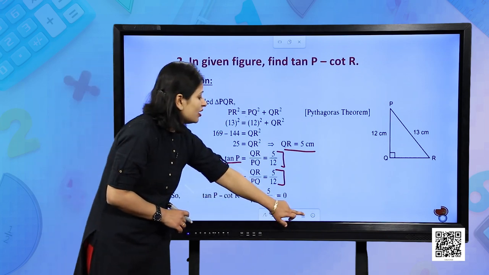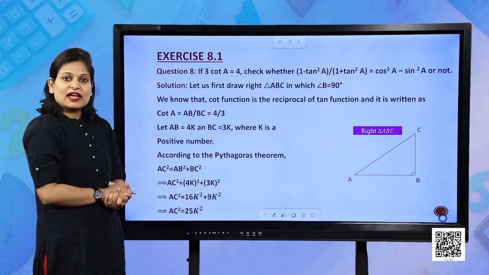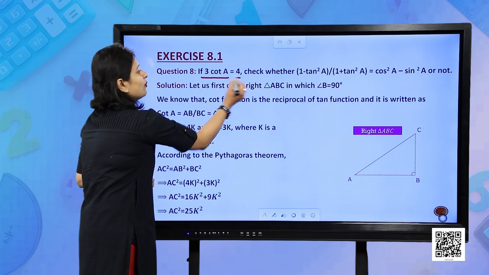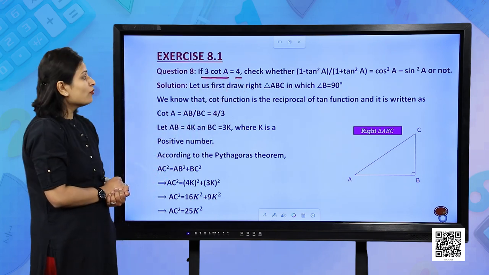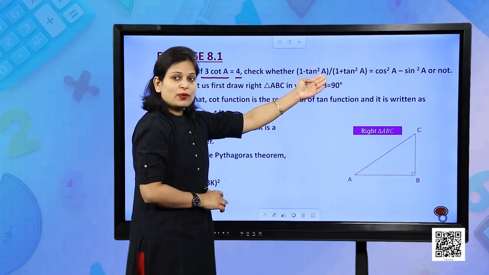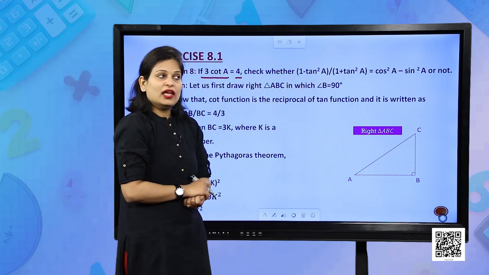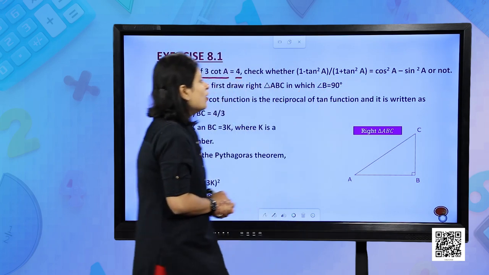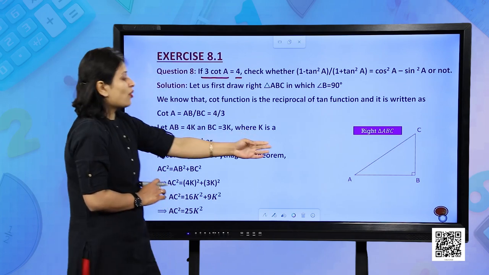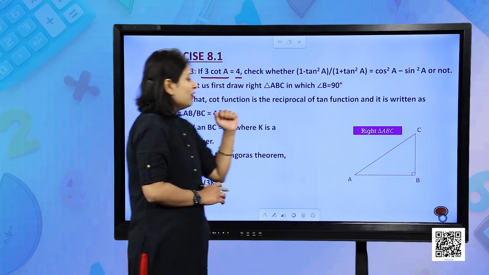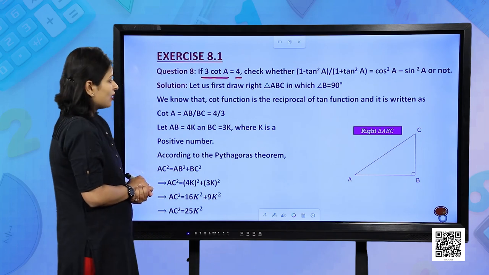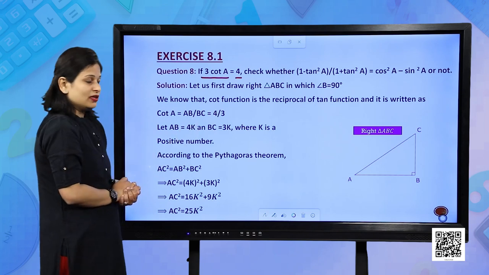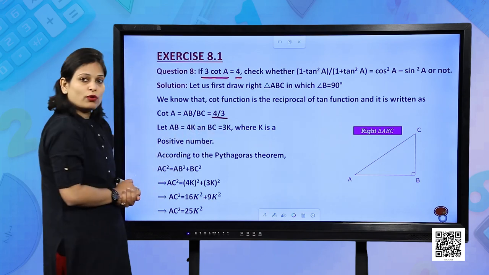Now, I will discuss question 8 of exercise 8.1. We are given 3 cot A is equal to 4 and we need to prove that (1 minus tan square A) upon (1 plus tan square A) is equal to cos square A minus sin square A or not. For that, we need to just draw a right angle triangle ABC, which is right angled at B. Now, as you know, cot A is what? AB upon BC, which is given as 4 by 3.